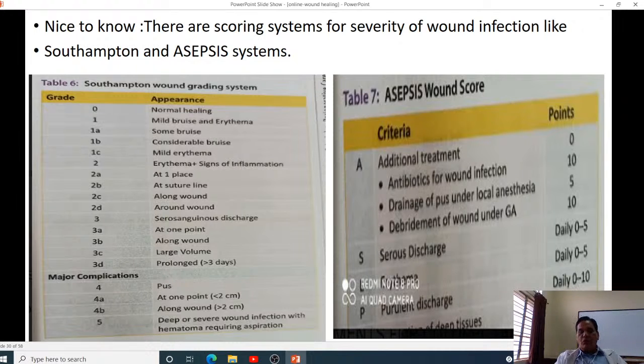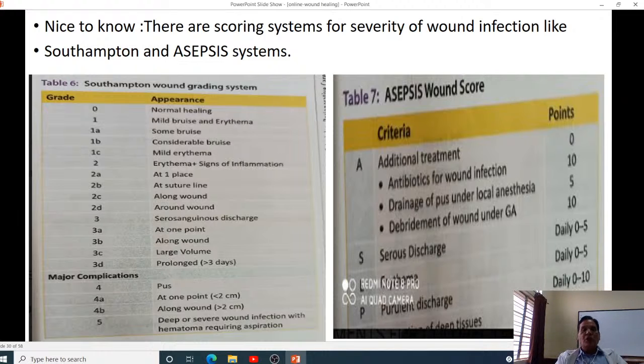4A, one point, more than 2 centimeter. 4B, along the wound, goes to more than 2 centimeter. First is less than 2 centimeter. And grade 5 stands for deep and severe wound infection with a hematoma where aspiration is required. So, try to remember the Southampton system of grading of the wound.